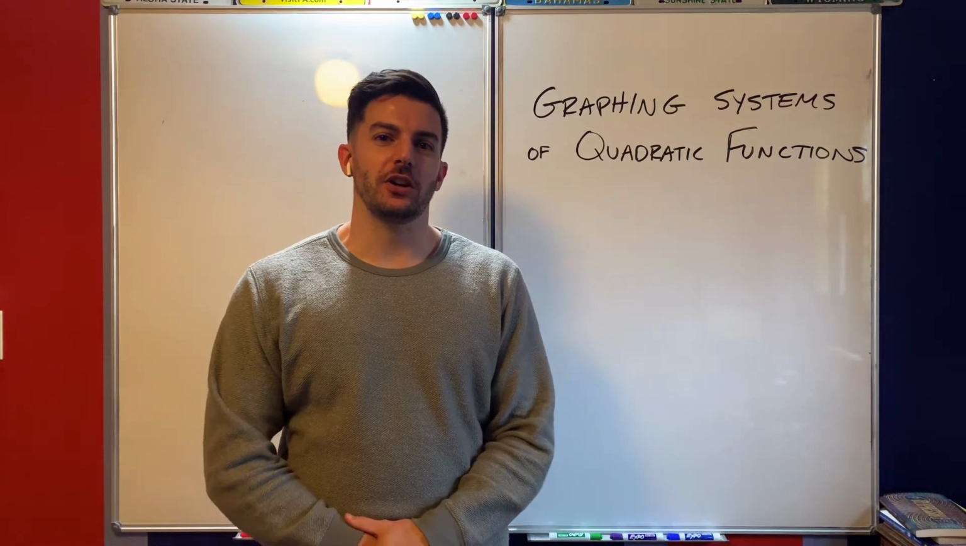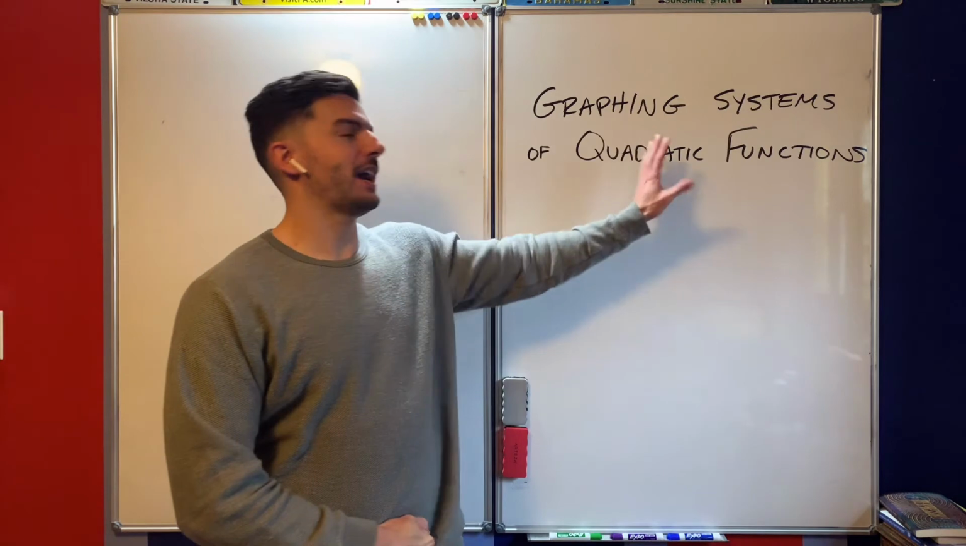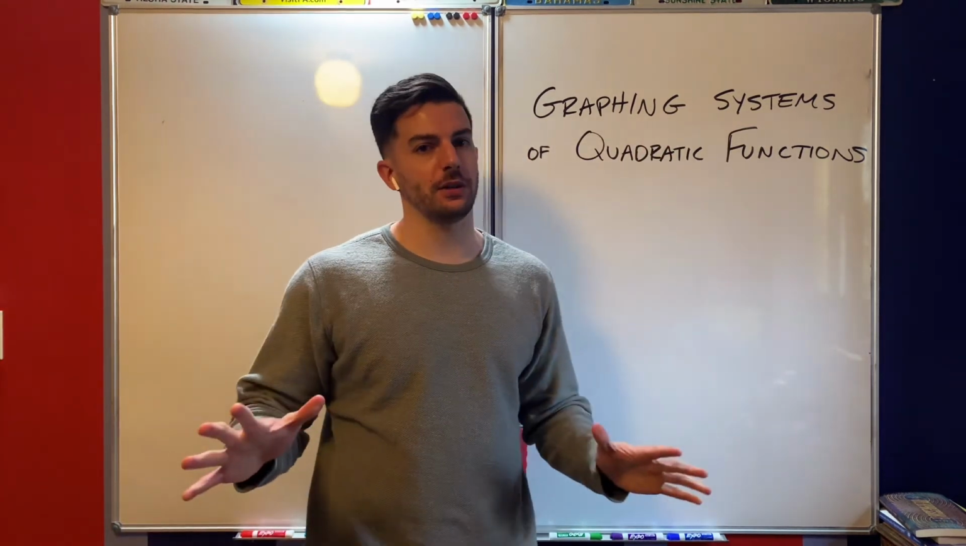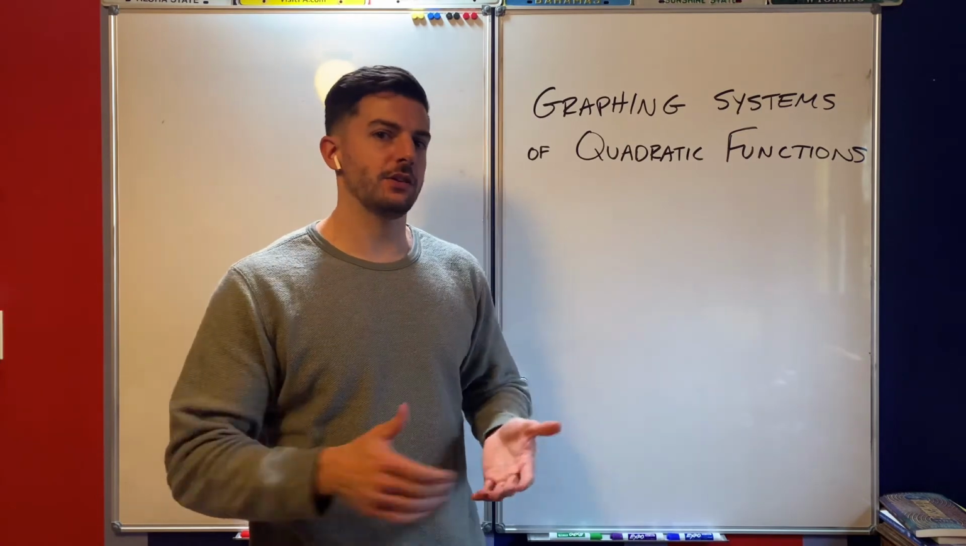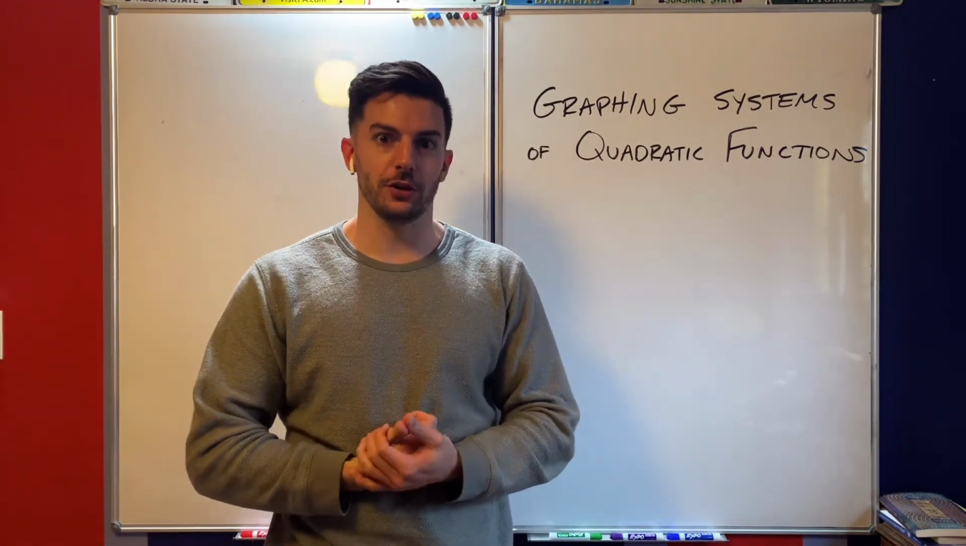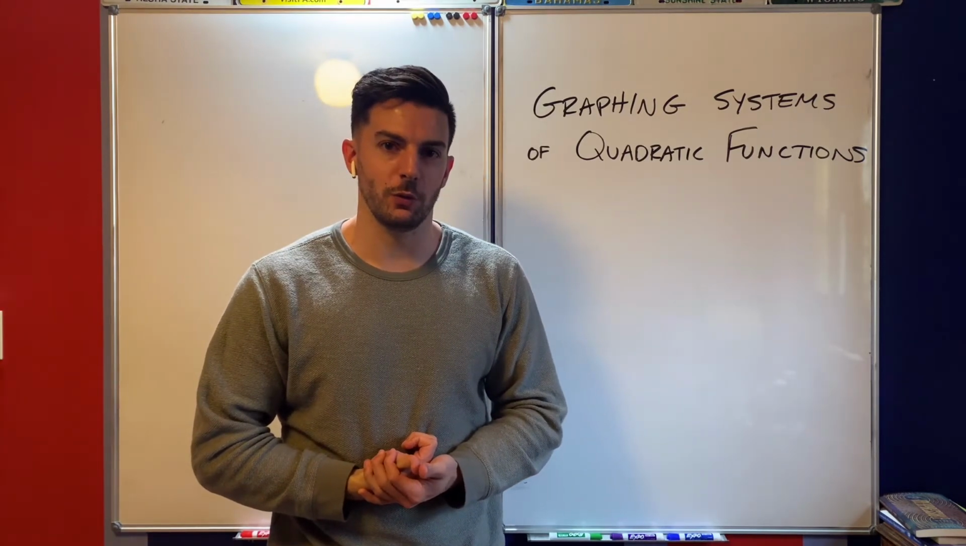All right, Algebra 2, we are on to our last topic in quadratics, and that is graphing systems of quadratic functions. Now this is a topic that you could do by hand with a graph, but I figure at this point it'll just be easier to show you how to do it all in Desmos. So this will be a quicker one. We'll go through a few examples and then we'll be all set.